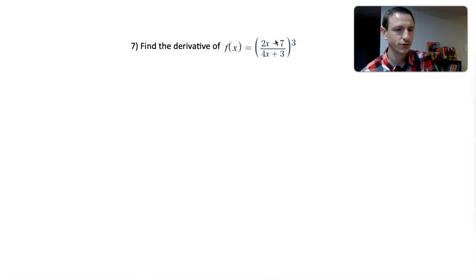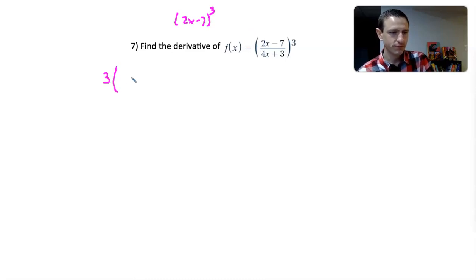If I were to just ask the question, take the derivative of 2x minus 7 raised to the third, you'd use chain rule. 4x plus 3 raised to the third, chain rule, same thing. Both of these are raised to the third now, so they're dividing by one another, all raised to the third, so we have to use chain rule on this whole expression. So this becomes 3 times the original inside, not doing anything to the inside here, (2x minus 7) over (4x plus 3), raised to the second using chain rule.